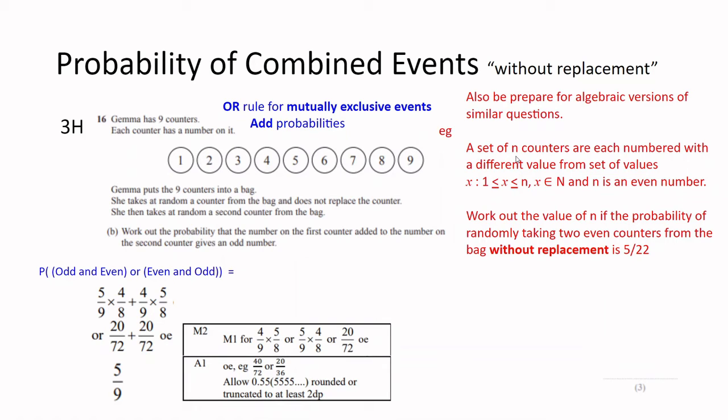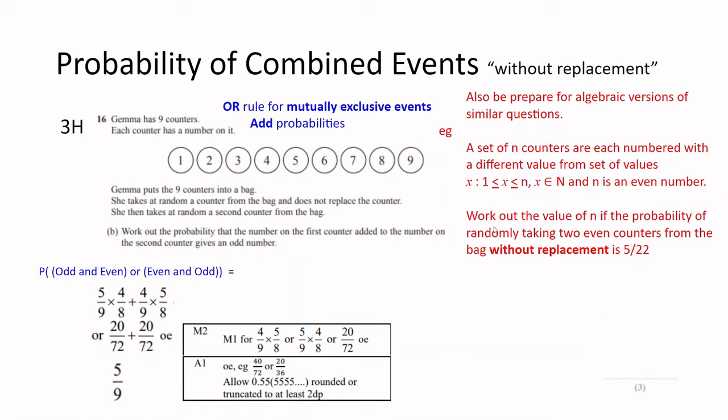N counters are each numbered with a different value from the set of values where x has some value between 1 and n, and x is a natural number, that is, it's a whole number that's greater than 0, and n is an even number. So it's an even number of counters. This is an odd number of counters. Maybe it would be 8, maybe it would be 10, but we don't know.